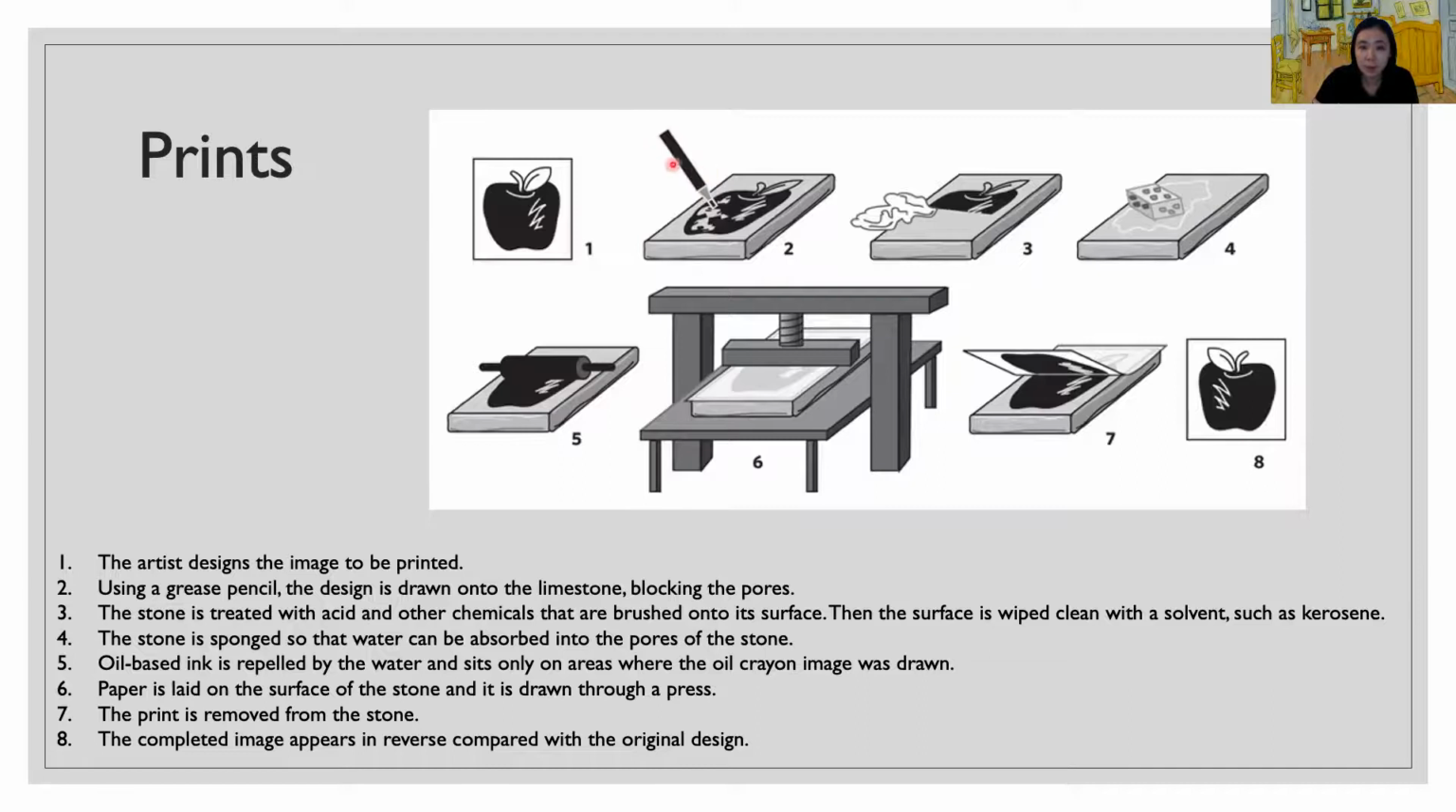Lithography requires a grease pencil. With the grease pencil, artists can draw anything they want on the limestone. The design is drawn onto the limestone, blocking the pores. So this greasy pencil blocks the pores of the limestone. And the stone is treated with acid and other chemicals that are brushed onto its surface.